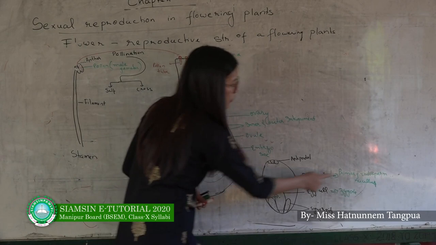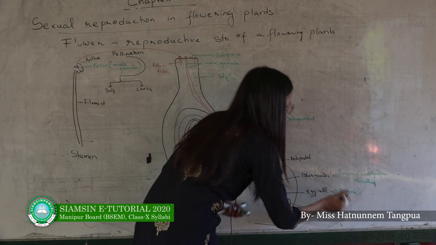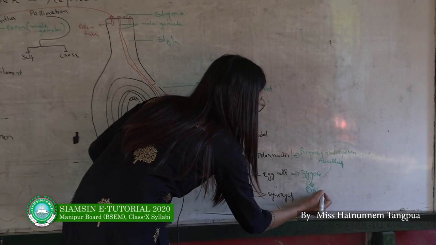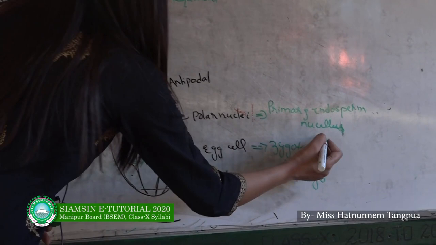The zygote will undergo divisions and form an embryo. The primary endosperm nucleus will form the endosperm.